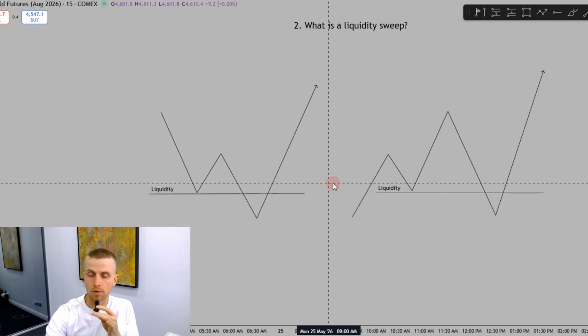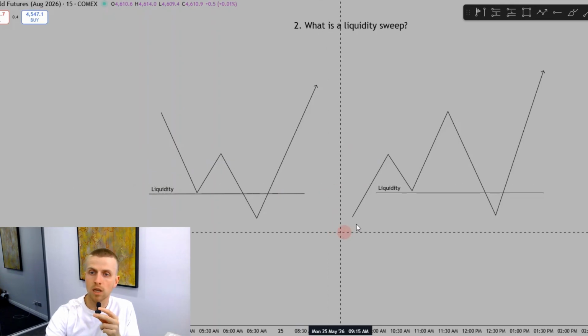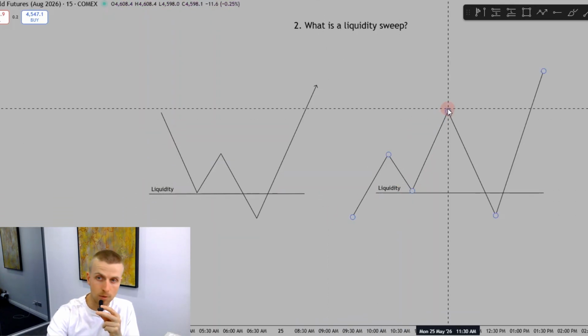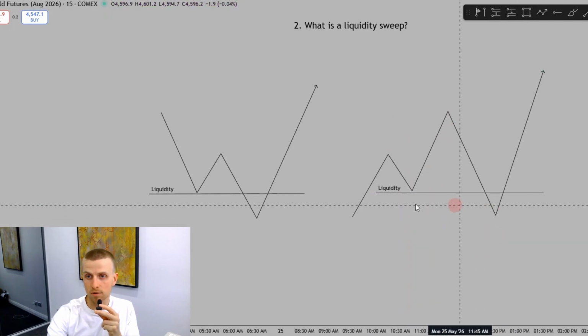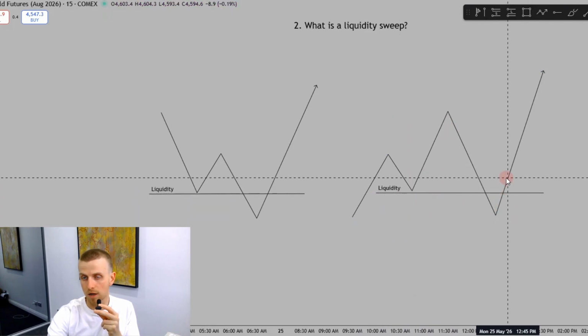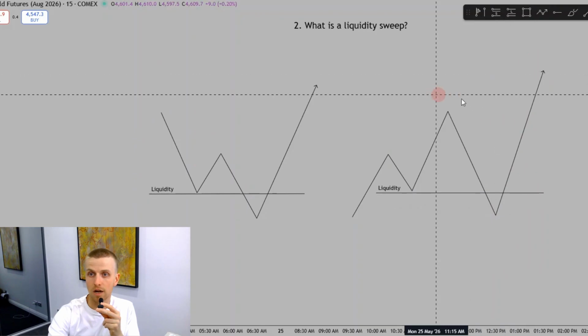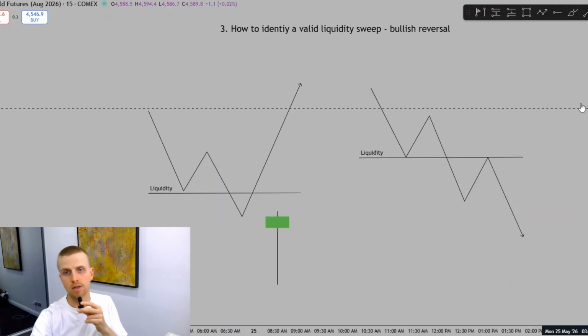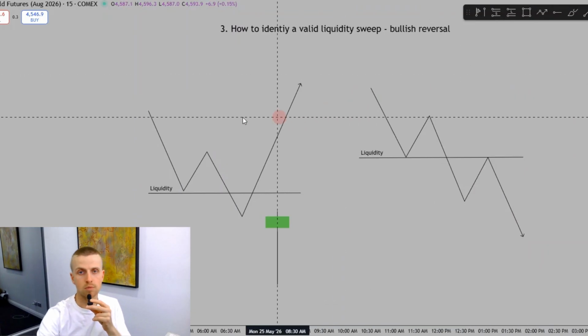It can form in a variety of different ways. So even in this example, we're in an uptrend, price comes down, sweeps this low, closes back above, and then attacks the highs. Now, how do we identify a valid liquidity sweep?